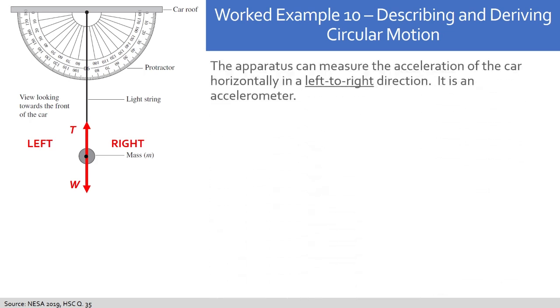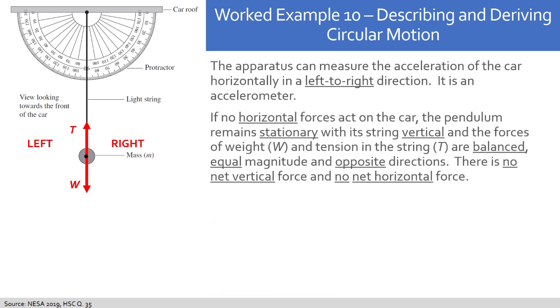What else do we want to do? Well, the apparatus, we start writing down what we know and describe. The apparatus can measure the acceleration of the car horizontally in a left to right direction. It is an accelerometer. If there are no horizontal forces acting on the car, the pendulum remains stationary with its string vertical, and the forces of weight, W, and tension in the string, T, are balanced, equal in magnitude, and opposite in direction. There is no net vertical force and no net horizontal force.